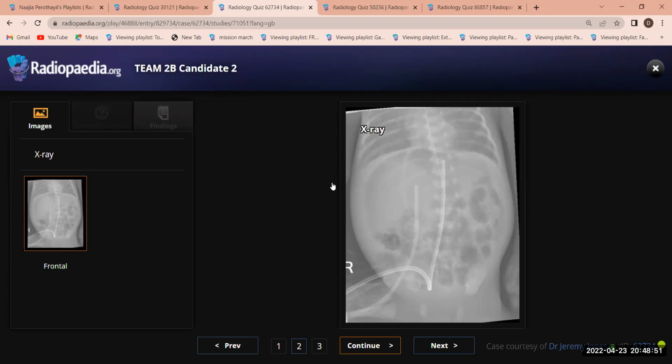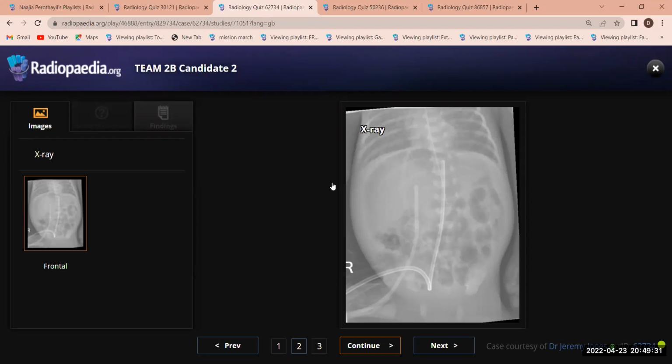And what about the arterial catheter? The arterial catheter should be left of the spine, and it should be at the level of T7 to T10. And I think it is correctly positioned. Okay. So what do you think is the cause for the pneumoperitoneum? Probably this wrongly placed umbilical venous catheter. That might be the reason, or there could be perforation within the bowel loops. Yeah, I think there is intramural air as well. Yeah, definitely. So this is the reason for pneumatosis.